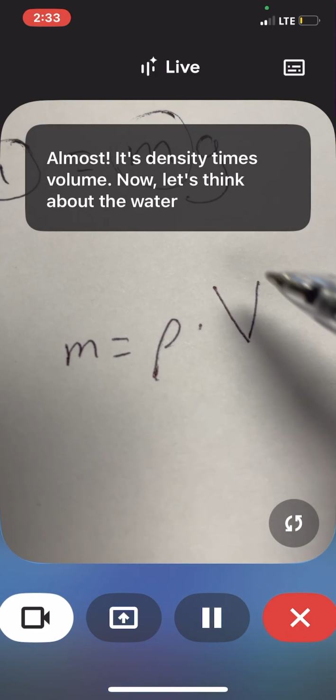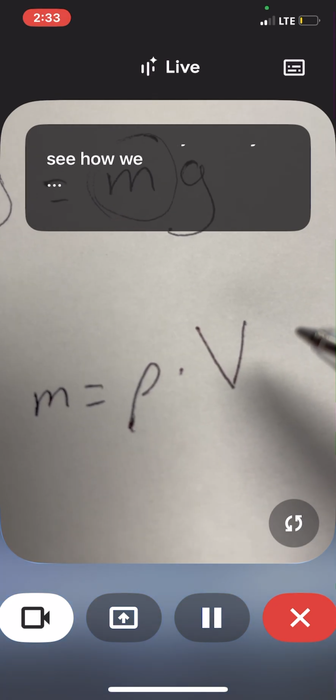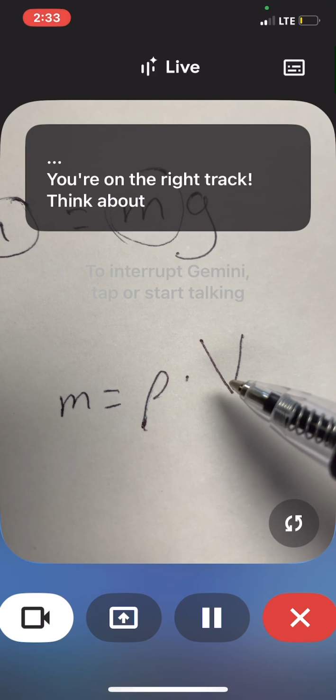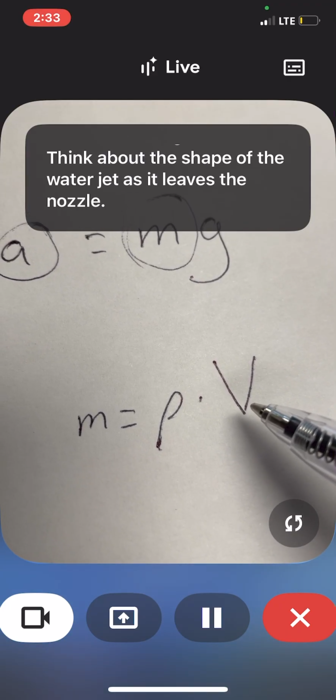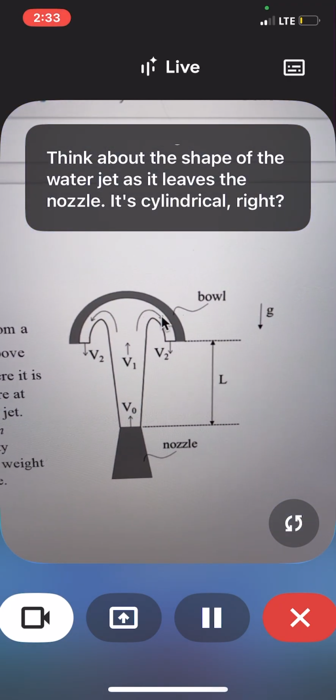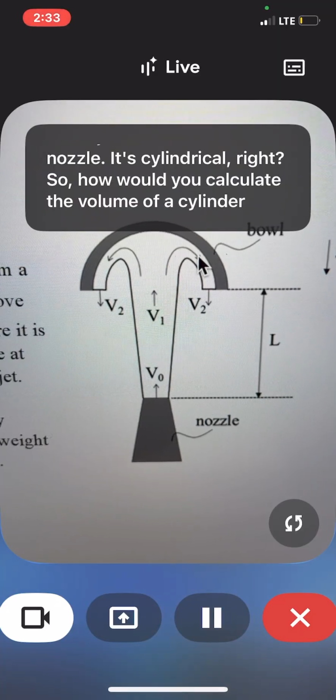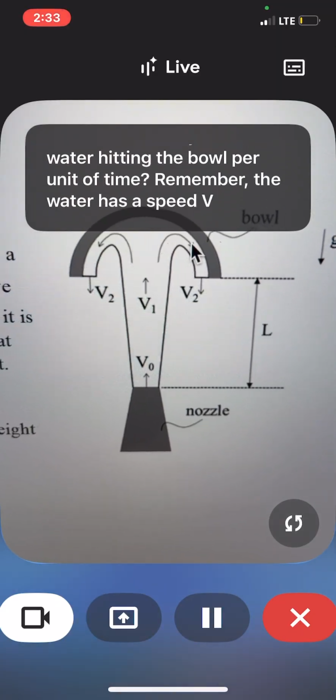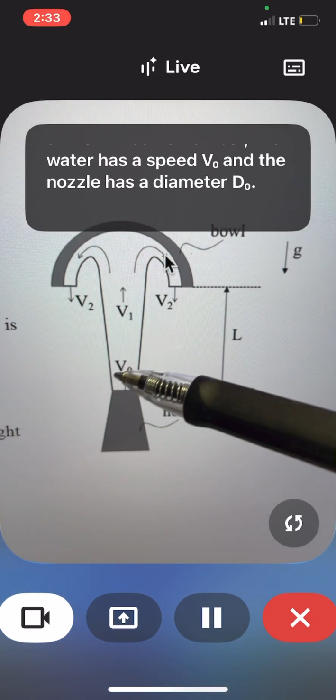Now let's think about the water jet. You're on the right track. Think about the shape of the water jet as it leaves the nozzle. It's cylindrical, right? So how would you calculate the volume of a cylinder of water hitting the bowl per unit of time? Remember, the water has a speed v, and the nozzle has a diameter d.